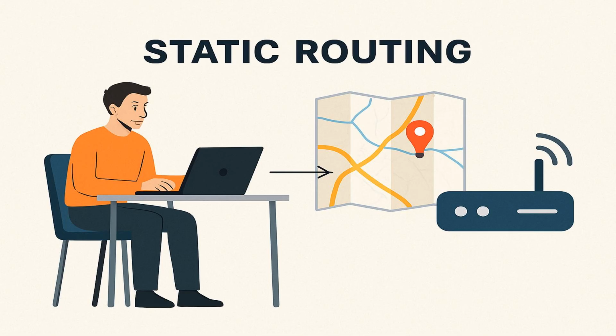This is the simplest form of routing, like using a paper map. You manually tell a router where to send traffic for a specific destination. That route stays put unless you change it yourself. It's predictable, easy to understand, and great for small networks or stable environments where routes don't change often.